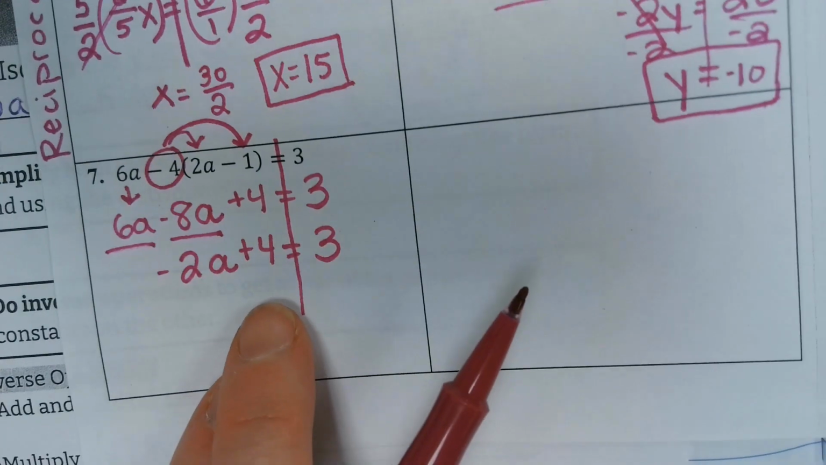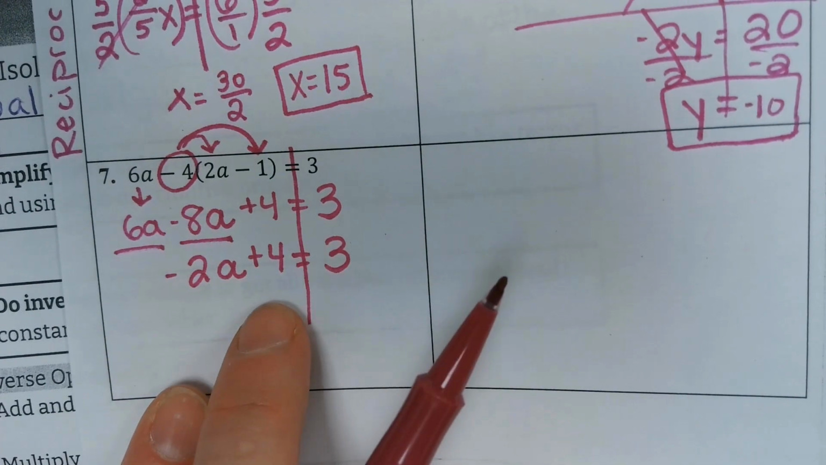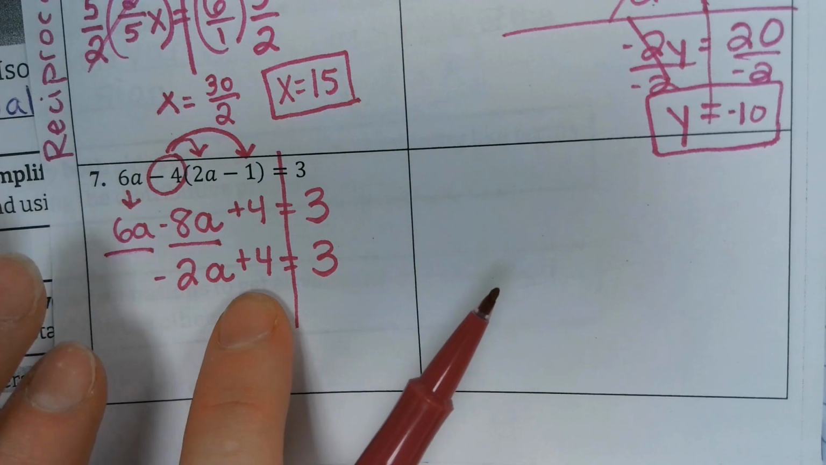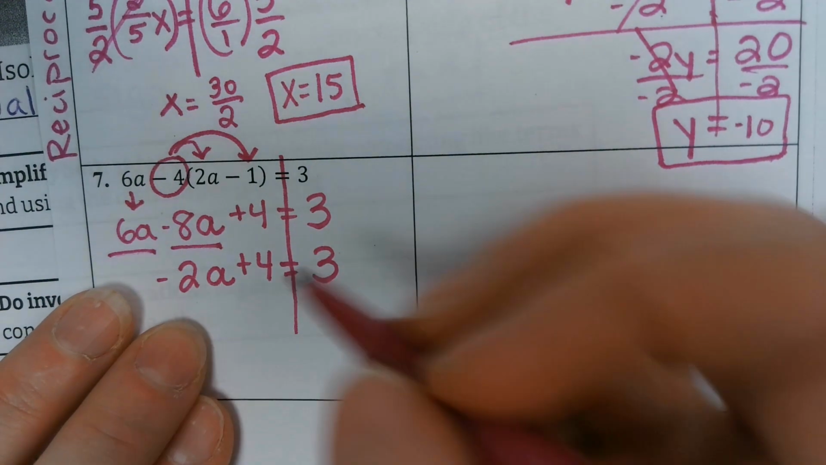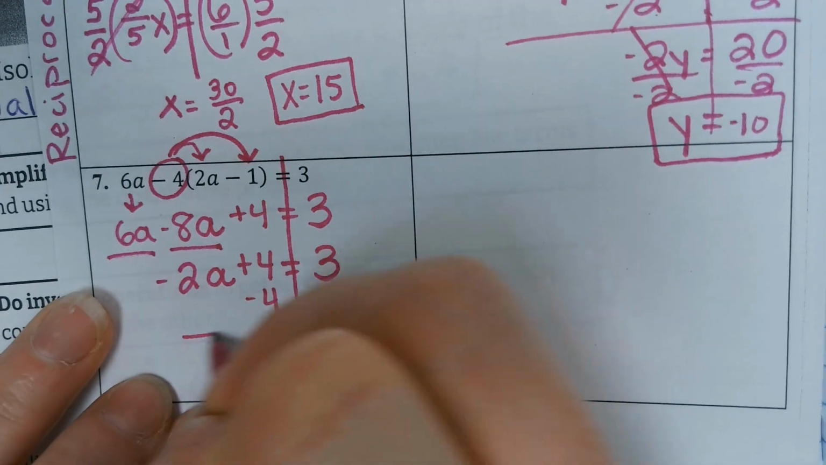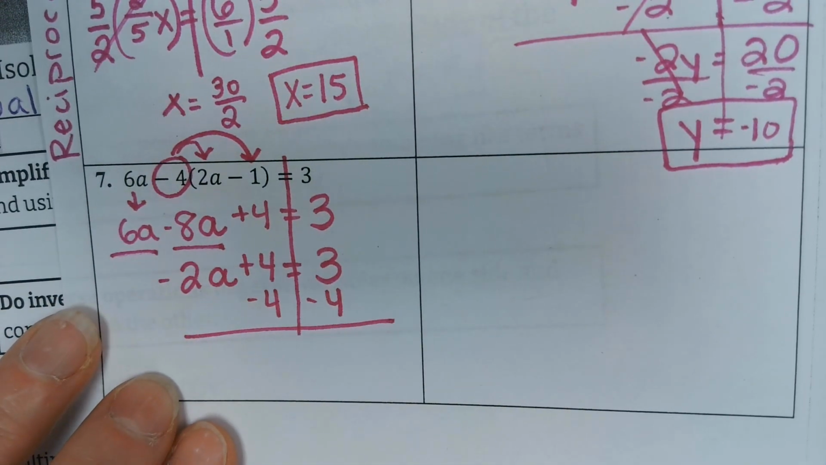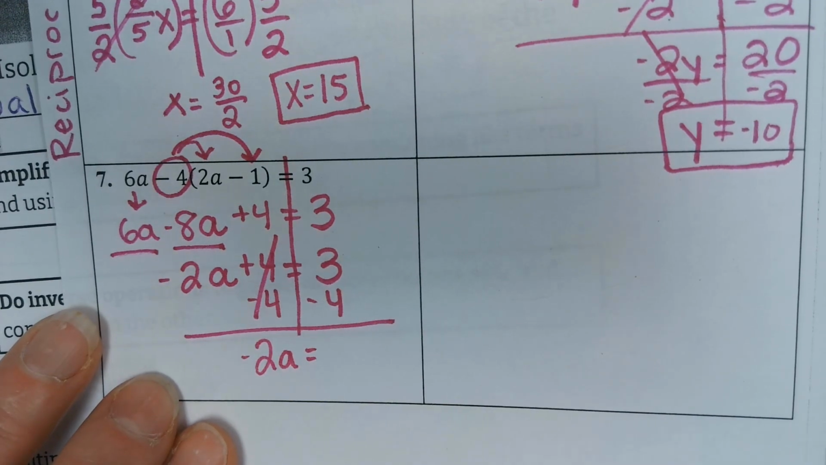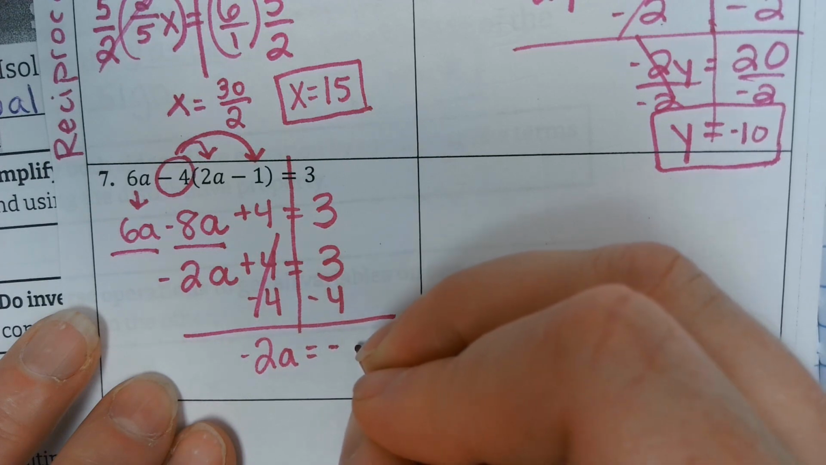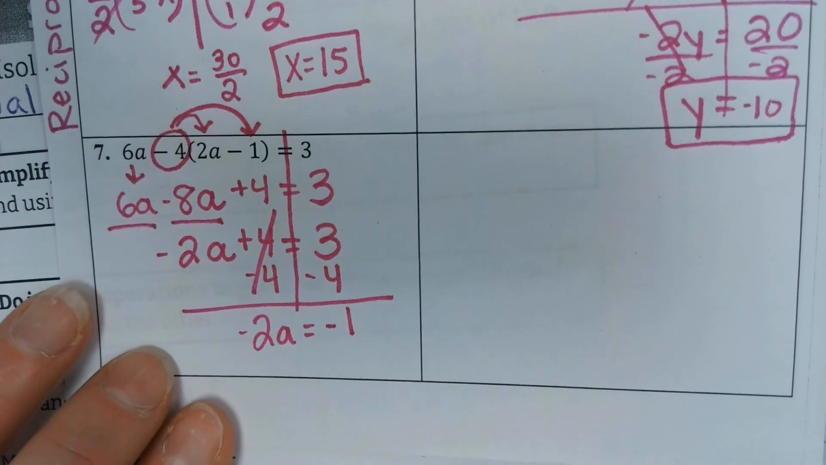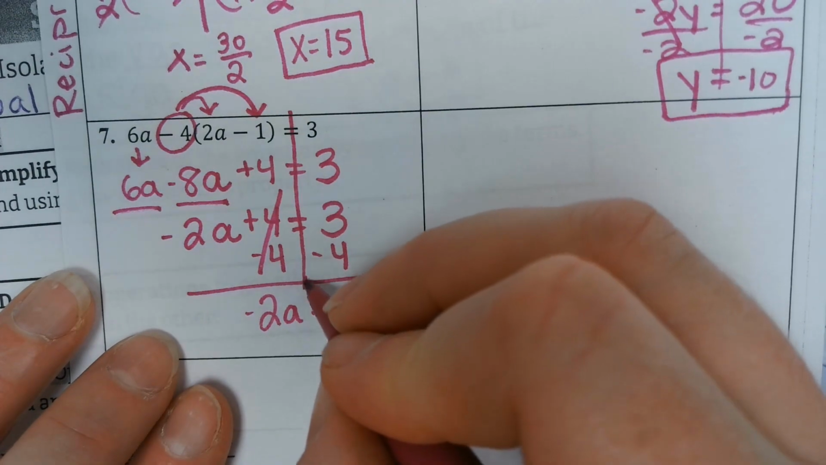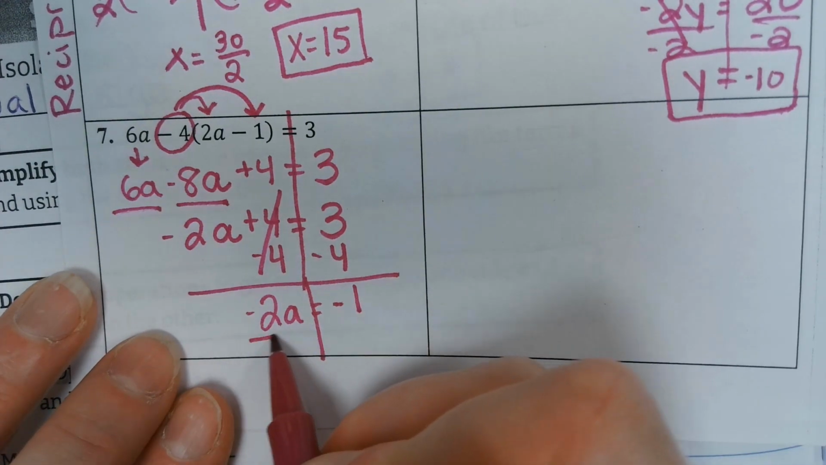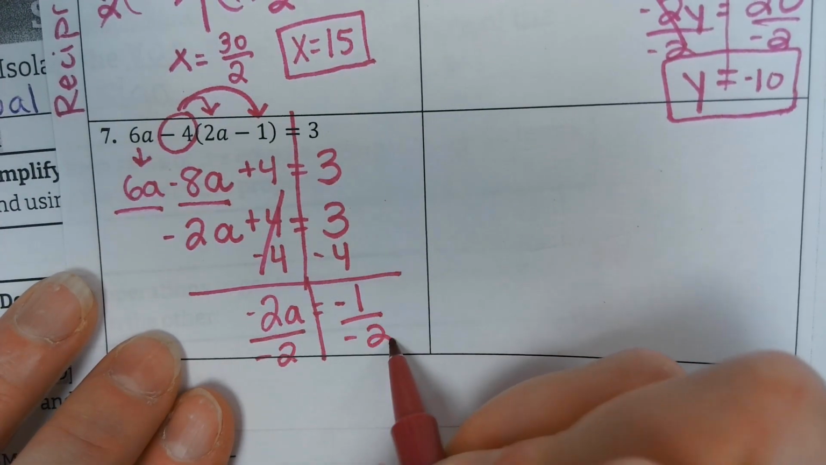I need to move the positive 4. That's the one you always move first, the one that's being added or subtracted to your variable term. So this plus 4, to get it to the other side, what do I do with it? Take away 4. And I get negative 2a equals 3 minus 4. Negative 1. Good. And then I need to get a by itself. Last step, final step. This is a multiply. What's the opposite of multiply? Divide. So we're going to divide both sides by a negative 2.